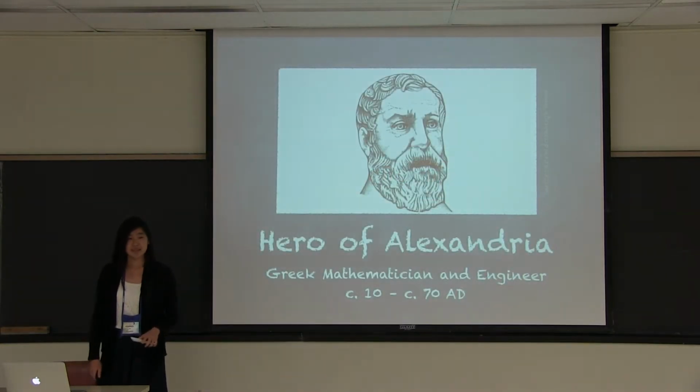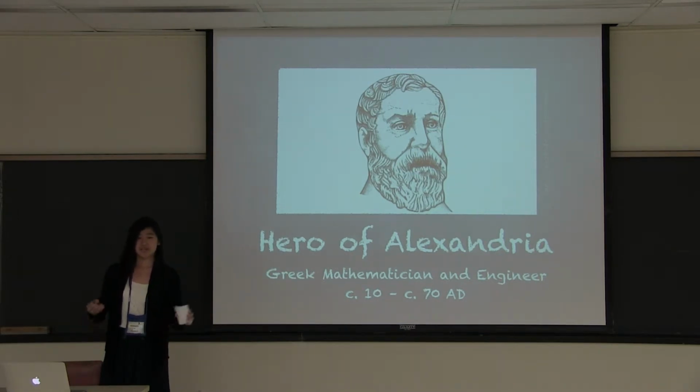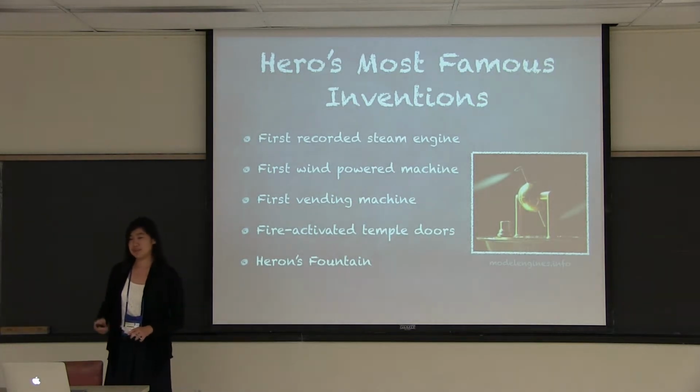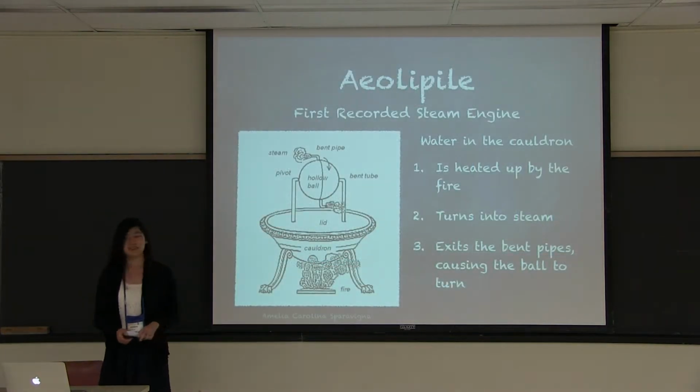He was a Greek mathematician and engineer, and he lived from 10 to 70 AD. He actually worked at the Museum, which also included the famous Library of Alexandria. He was a professor there, and he wrote many manuscripts on the work he did. By looking at all these manuscripts, we were able to discover some of his most famous inventions. He invented the first recorded steam engine, the first wind-powered machine, the first vending machine, and he was also able to invent fire-activated temple doors and a fountain named after him, Heron's Fountain.